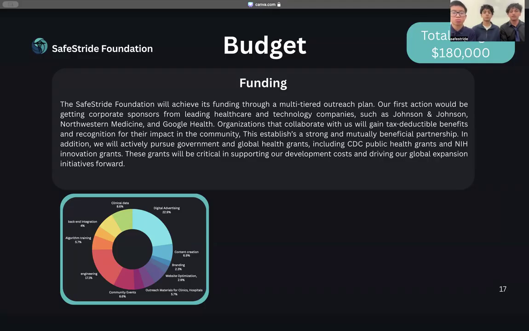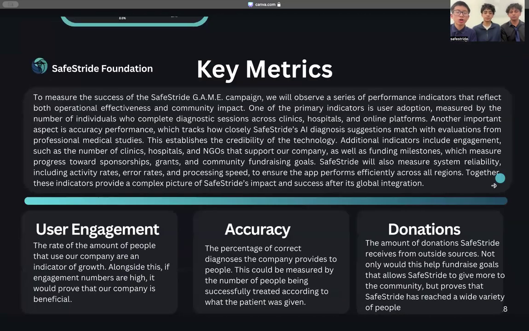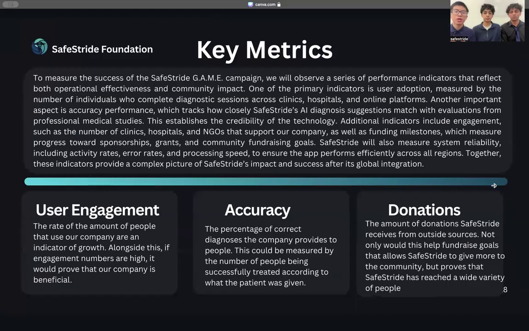In addition, we will actively pursue government grants and health grants, including the CDC Public Health Grants and NIH Innovation Grants. These grants will be critical in supporting our development costs during our global expansion moving forward. During our global expansion, we have key metrics, indicators that show that SafeStride is thriving while at the same time growing.